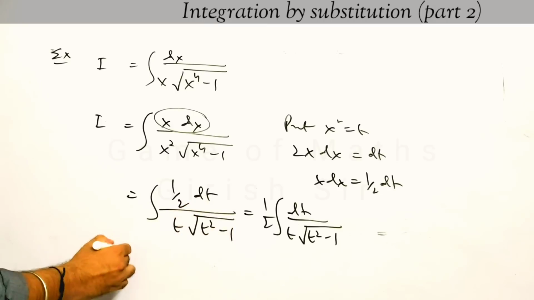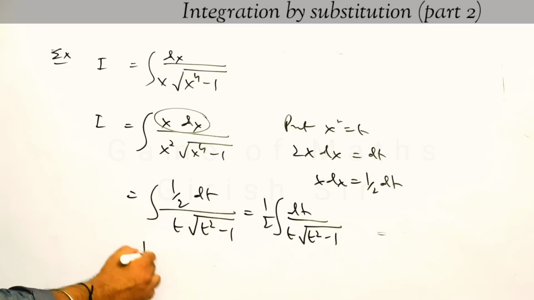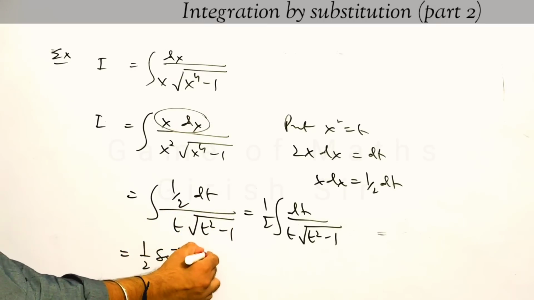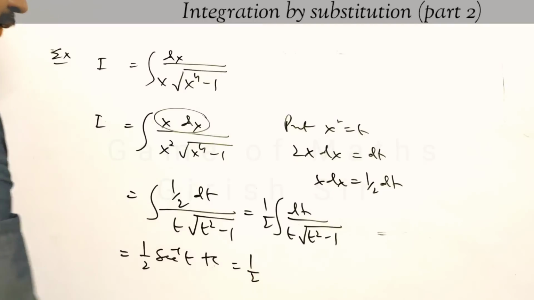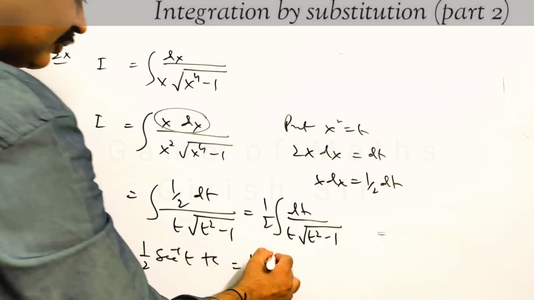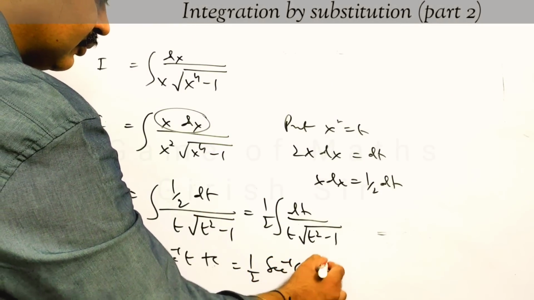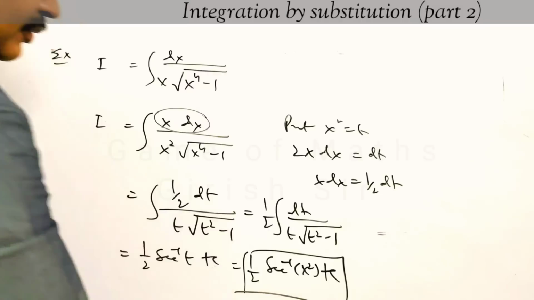Now this is a simple expression. The integral of this is secant inverse t. Now I put back the value of t. T is x square. This would be the answer to the question.